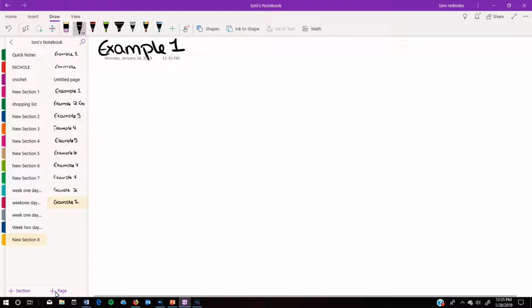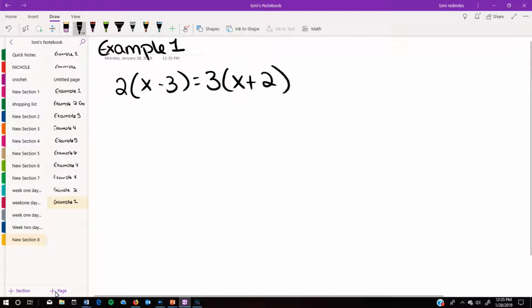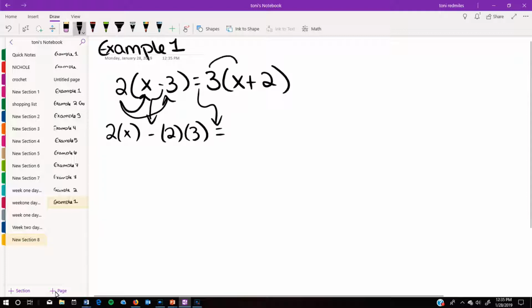All right, so in example 1, I have 2 times the quantity of x minus 3 equals 3 times the quantity of x plus 2. So the first thing I need to do is distribute my factor through. So it's going to be 2 times x and 2 times a negative 3. Bring down my symbol, 2 times 3. Bring down my equal sign, distribute this 3 through, and I get 3 times an x. Bring down my sign, 3 times 2.